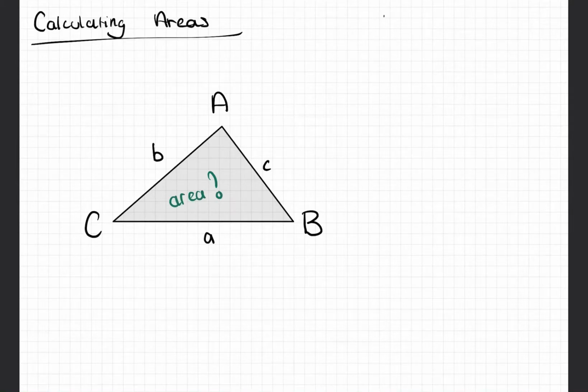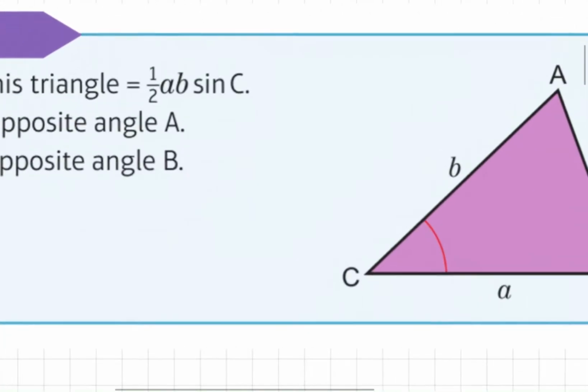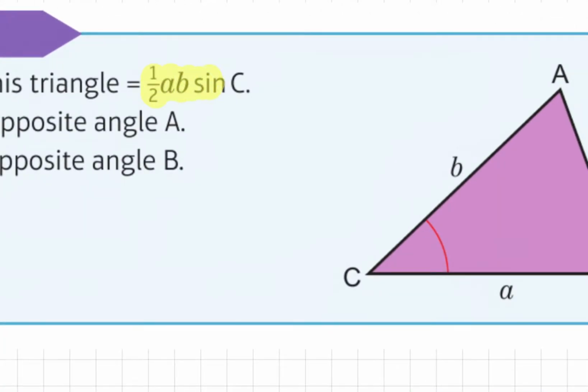Calculating areas of a triangle. So if I give you a triangle like this, obviously I know there's no dimensions on it yet. How do we get the area? So we use a formula known as half times a times b times sine C.